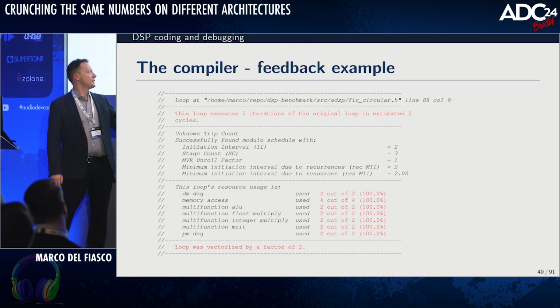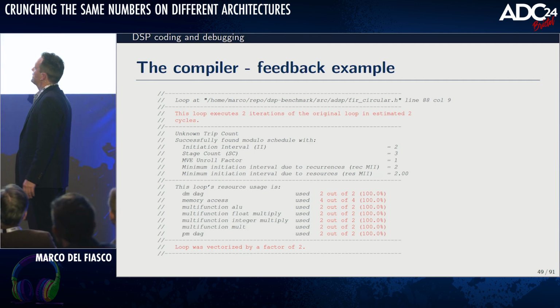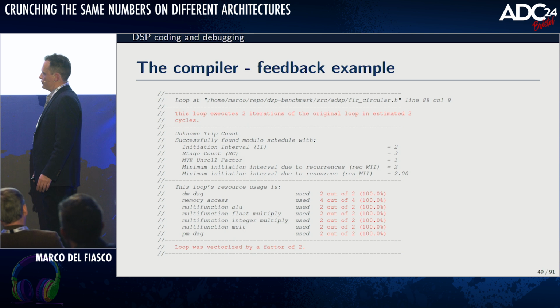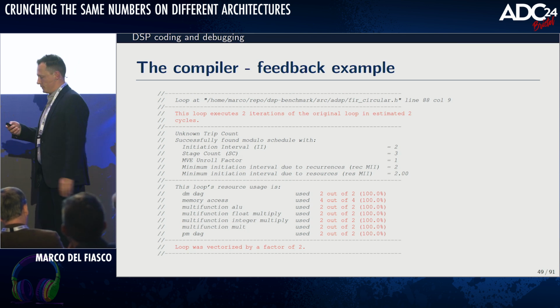This is just an example of compiler feedback. So we have a for loop. It was one iteration of the IIR filter. The compiler tells me that it executes 2 iterations of the original loop in 2 cycles. So it's 1 MAC per cycle, actually. It used almost all the hardware resources, 100%. So very great optimization.